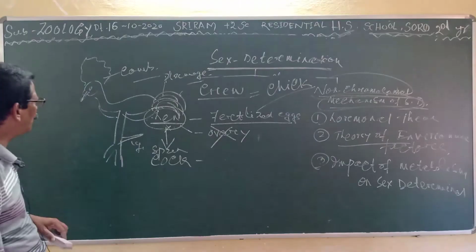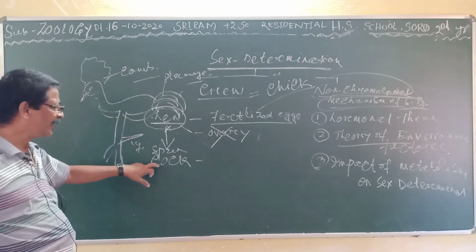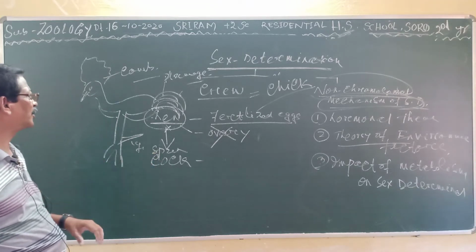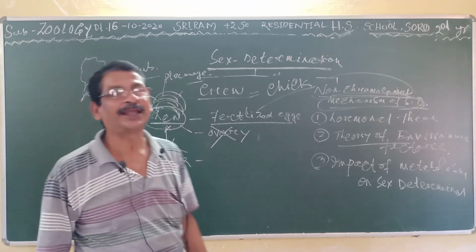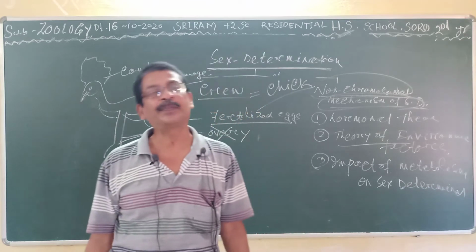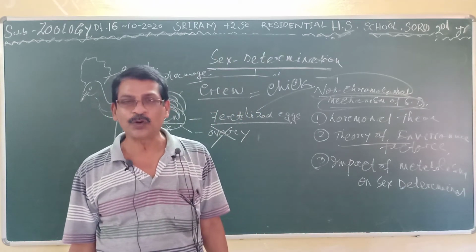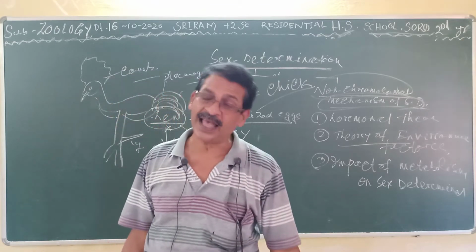That is the hen became a cock, and that cock became the father of 2 to 3 chicks. It produces the sperm.